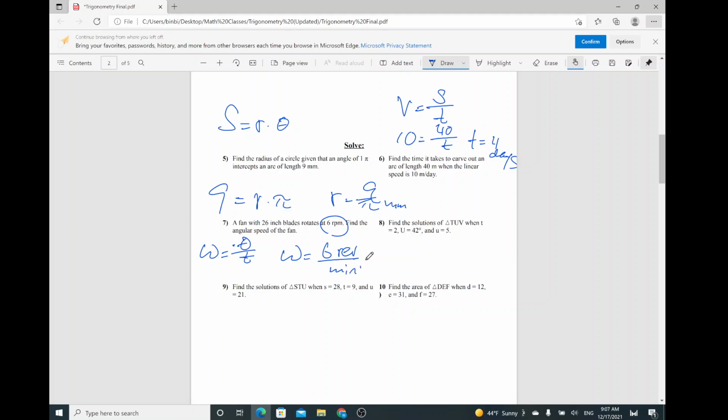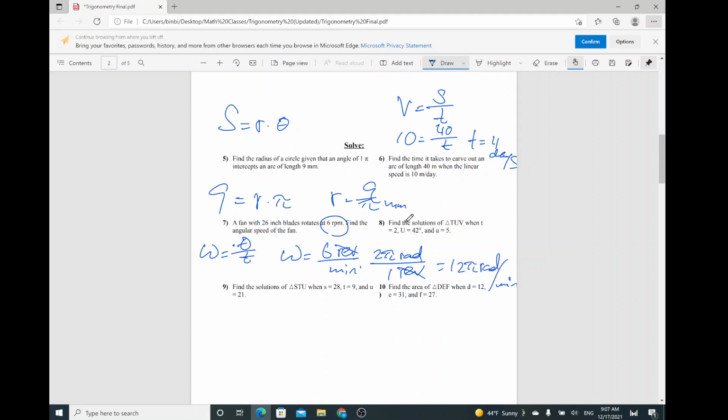So 1 revolution is considered 2 pi. So you multiply by 2 pi radian over 1 rev. So 6 times 2 pi, 12 pi. So the rev got cancelled. So we got 12 pi radian per minute.